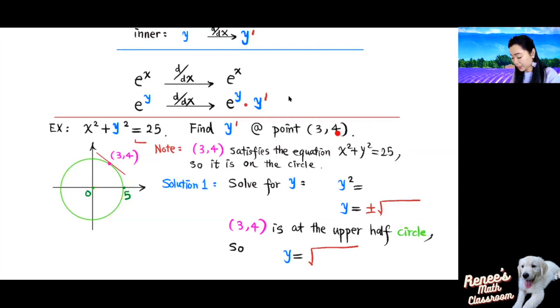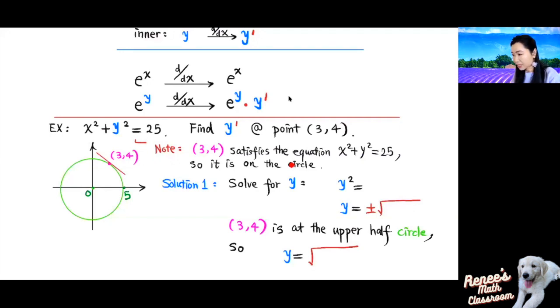This point over here satisfies this equation. If you substitute x equals 3, y equals 4 into this equation, it is true. So this point is on the circle. It's actually a good idea to double check whether this point is on the circle or not. Otherwise, you cannot proceed like this, okay? So this point is on the circle.